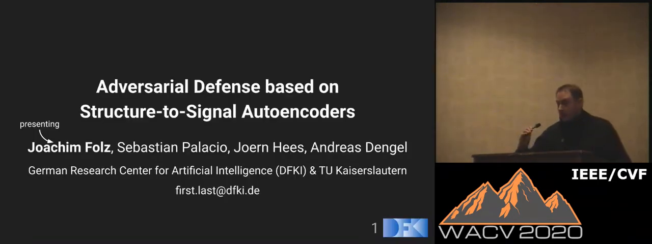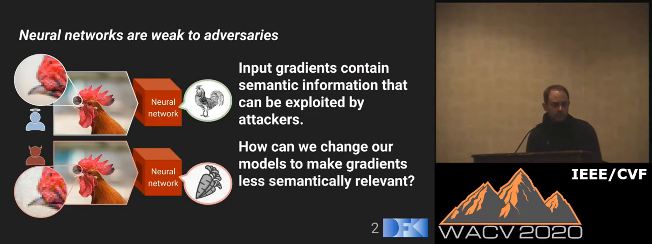Hello, everyone. My name is Joachim Foltz. I am a researcher at the German Research Center for Artificial Intelligence, also known as DFKI, and I'm here to present our work on adversarial defense based on structure-to-signal autoencoders. This work was done in collaboration with my colleague, Sebastian Palacio, and supported by Andreas Dengel and Jörn Hees.